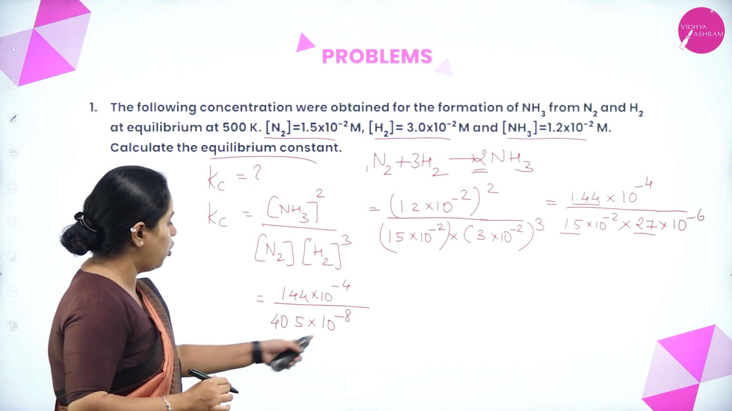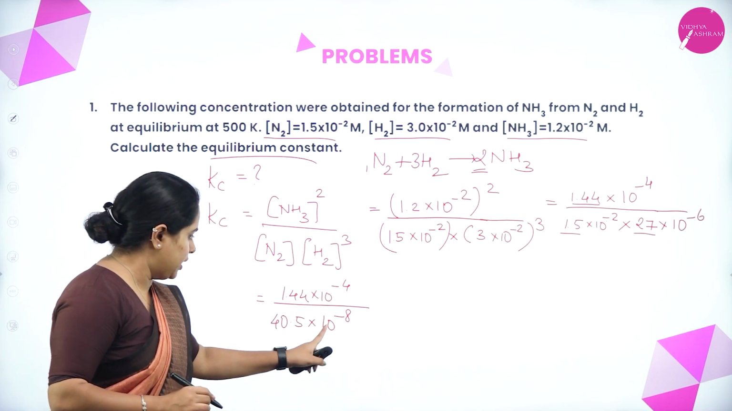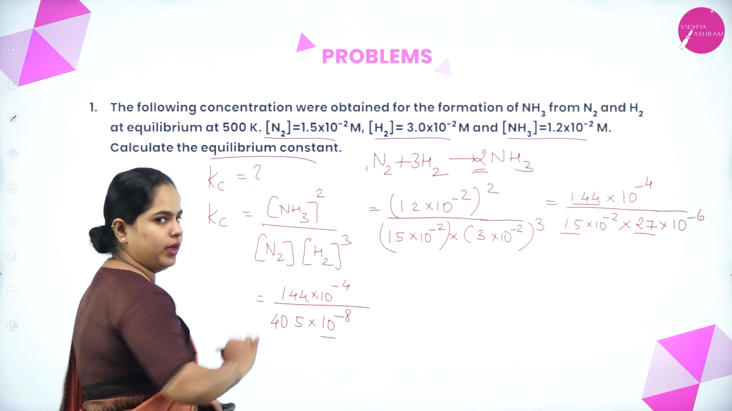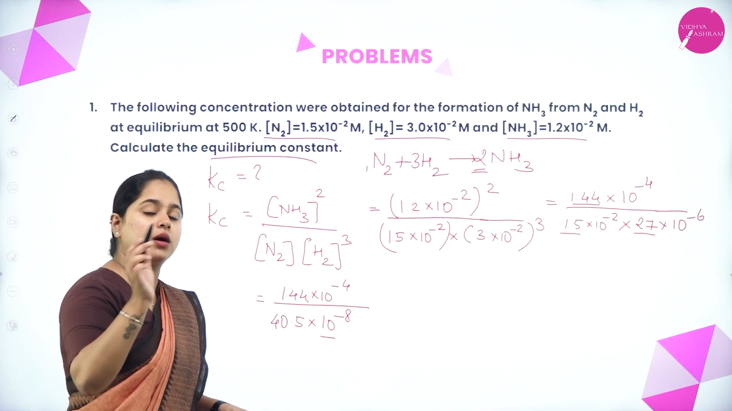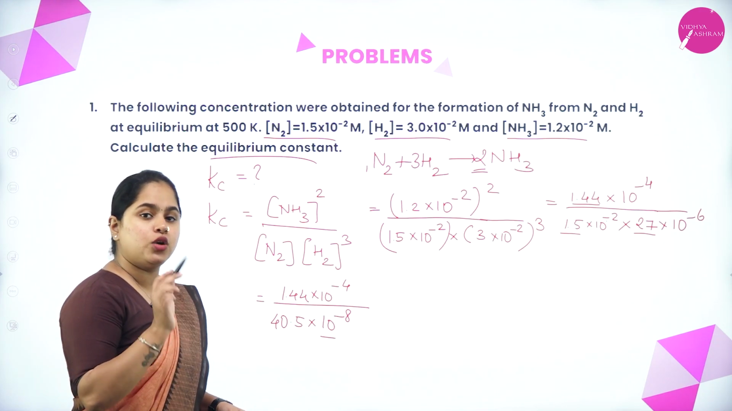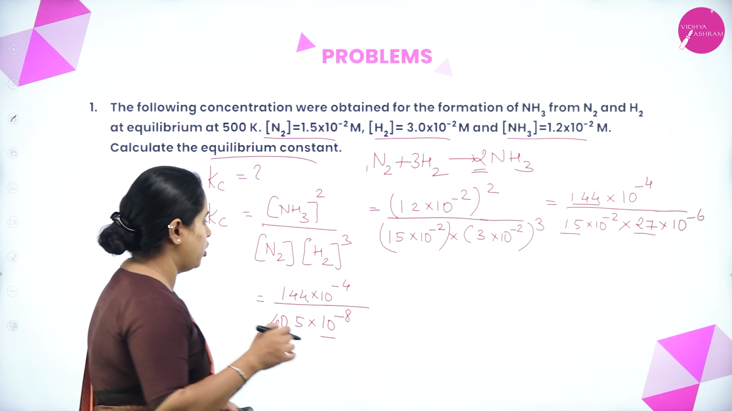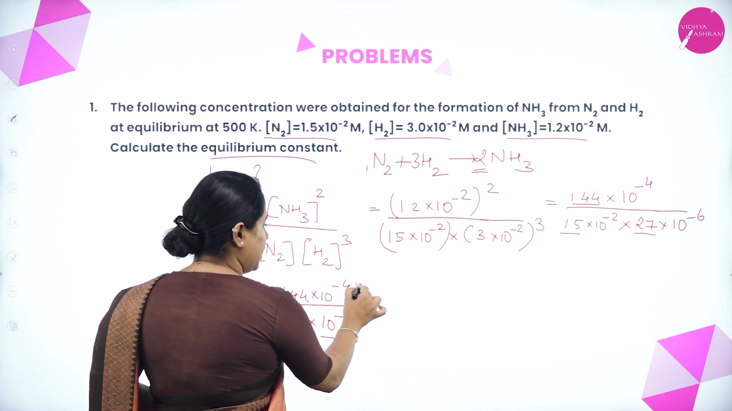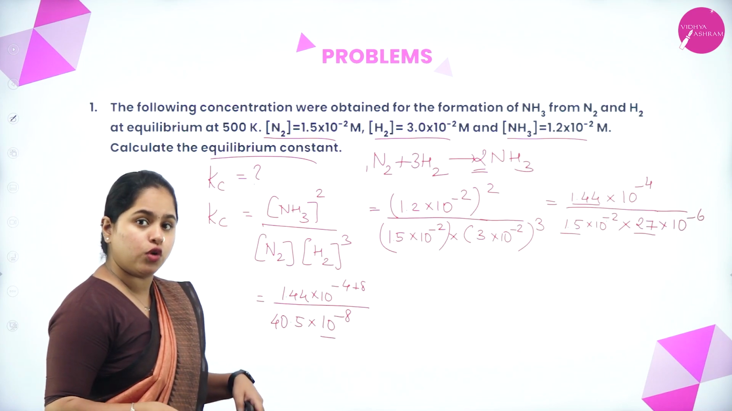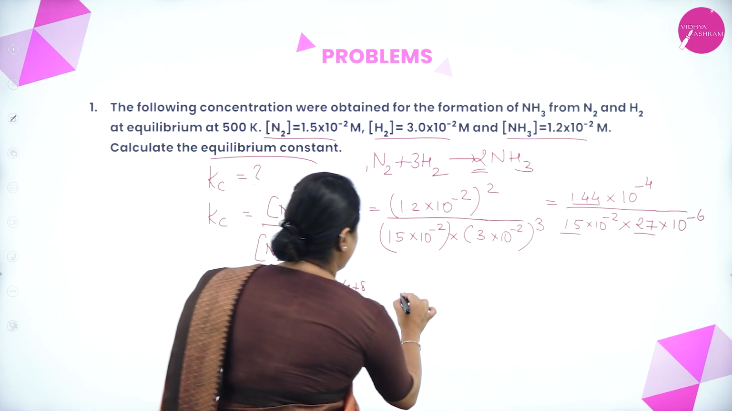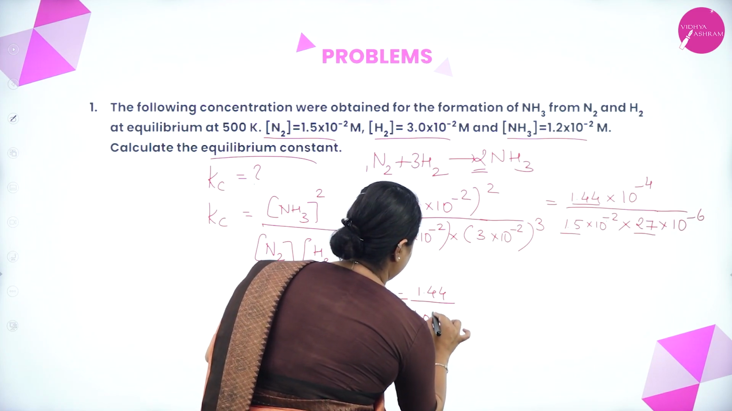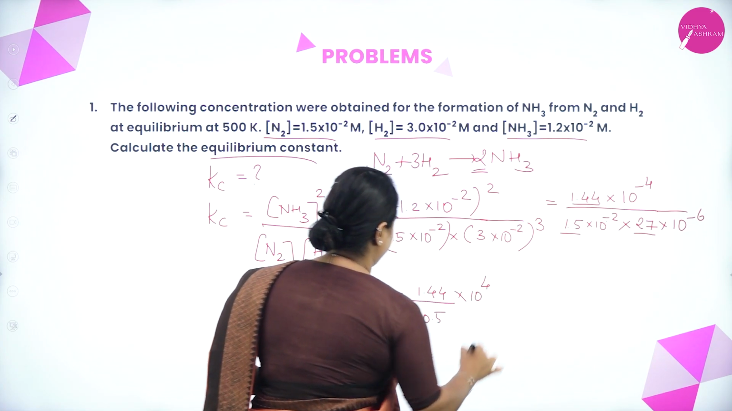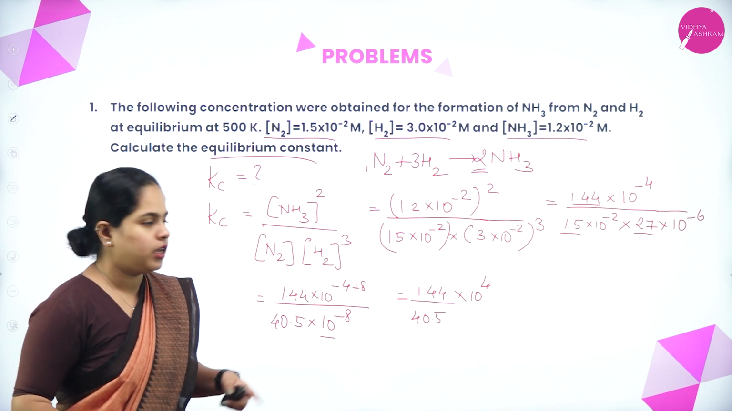Right? Now, what do we do with the 10 to the powers? We can take this one to the numerator. So, in the denominator, it is 10 to the power minus 8, which means if it comes to the numerator, it will be 10 to the power 8. Right? It will become positive. So, what happens then? It will become plus 8 here. Plus 8 minus 4 is plus 4 itself, right? So you are going to get 1.44 divided by 40.5 into 10 to the power 4, right? Now what do we have to do?